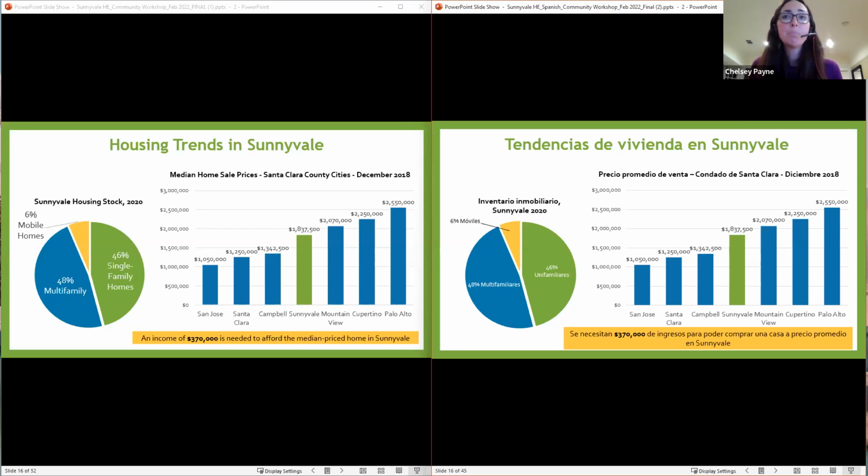It takes an income of about $370,000 a year for a sale price of $1.8 million to be considered an affordable home price. Next slide, please.